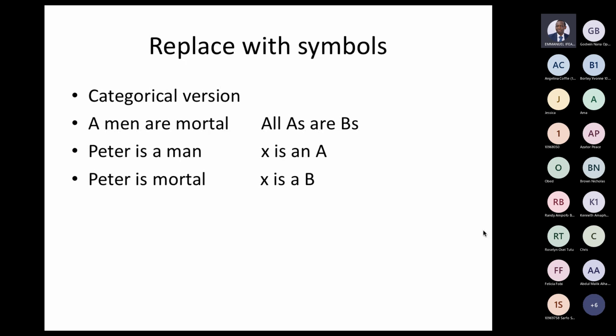Now let's replace words with symbols. Look at this categorical version. All men are mortal: all A's are B's. Peter is a man: X is an A. Men are represented by A's, and mortal is represented by B's. So Peter is a man will be X is an A, and Peter is mortal will be X is a B. So all A's are B's, X is an A, therefore X is a B. That's how to replace the words with symbols.